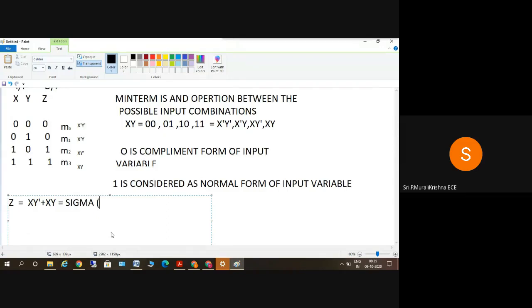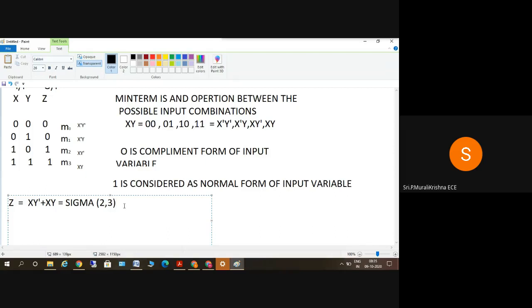So sigma of, what I can write here is, what is xy bar here? What is the min term for xy bar? Xy bar, the min term we get here is m2. So it is sigma of small m2. Generally I'll write like this: m2 and some sigma of the next one, which is 2 and 3.